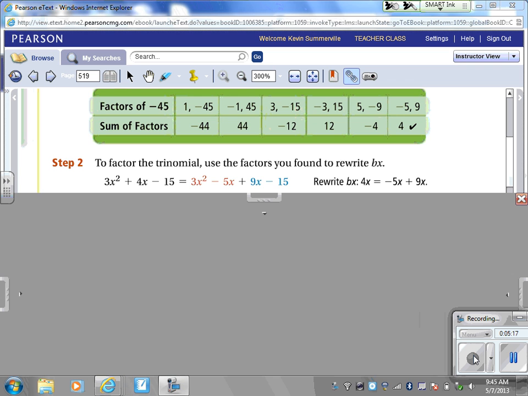Once you're done explaining what factors they use and how they got them, I would like you to explain to me how they came up with 3x squared minus 5x plus 9x minus 15 in the equation. Look at that equation, see what they did with those factors to come up with that equation. Go ahead and give that a try.